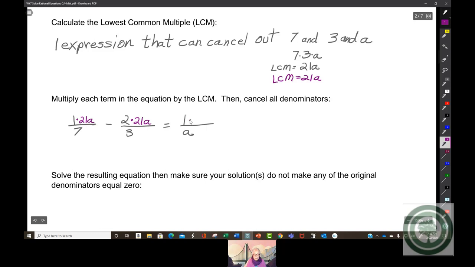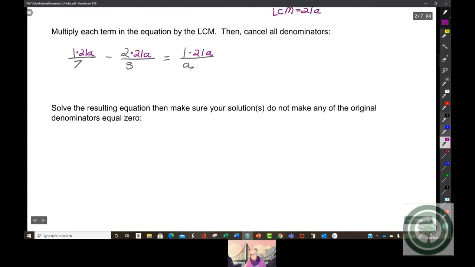21A. 21A. Now look what that does for me. Is 3 times 7. So I could have actually left it that way, couldn't I? And I don't really need to do this here, but I might as well. The 7s will cancel out. The 3s will cancel out. The A's will cancel out. And without denominators, I don't have a fraction. Is that cool? It is.